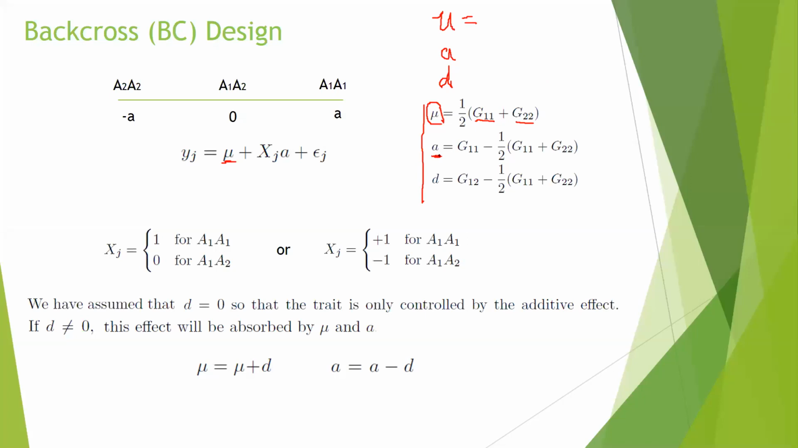All right, so the additive effect is defined as, think about this, this is G22, this is G11, and here, this point is G12, right? So the difference between a genotype and the midpoint is defined as the additive effect. And this difference is defined as the dominant effect, right?